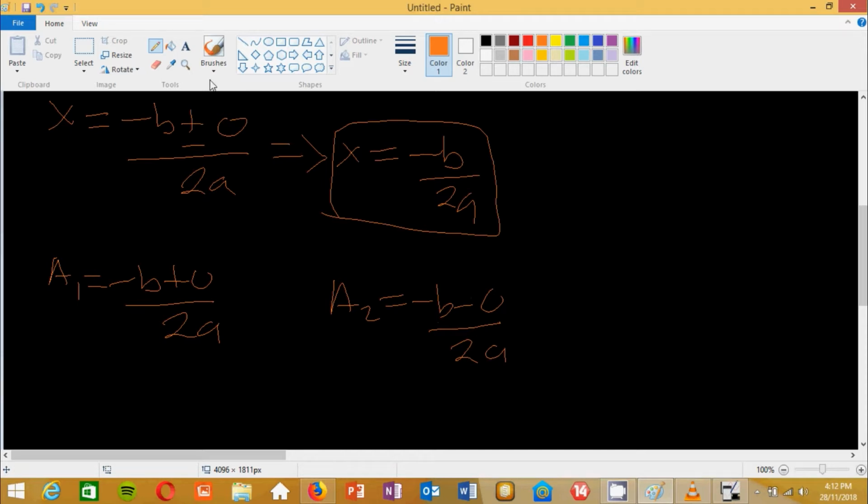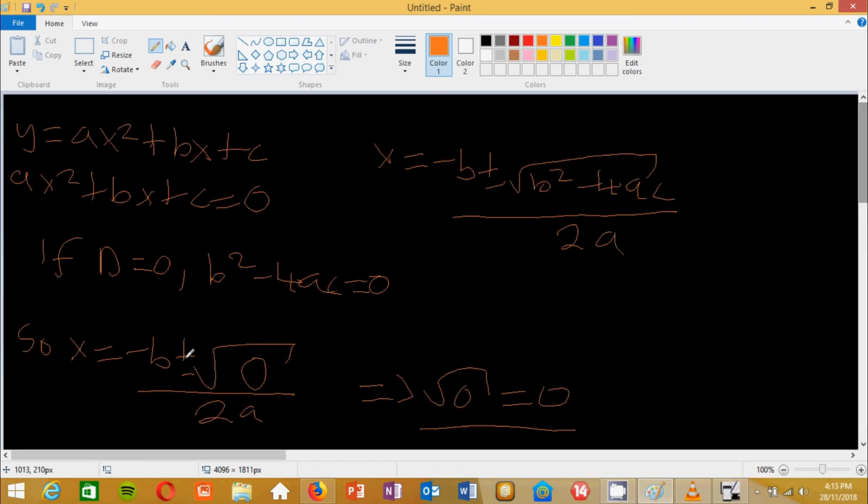Because remember, this plus or minus here means one answer is going to be negative b plus and the other answer is going to be negative b minus. But negative b plus 0 is just negative b, and negative b minus 0 is just negative b. So both of these are just going to be negative b over 2a. So answer 1 is going to be equal to answer 2. The two answers you get for this quadratic equation are going to be exactly the same, and technically you just have one answer.